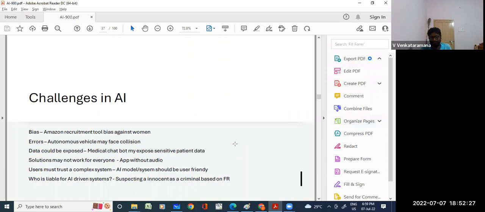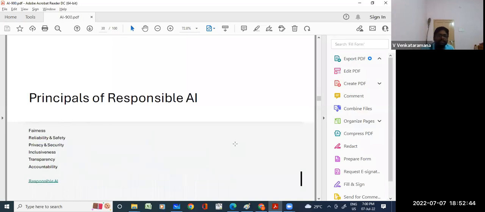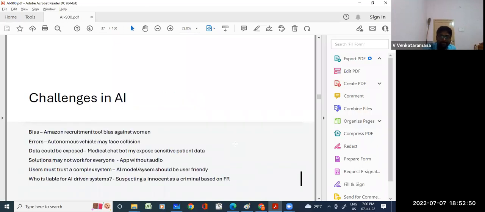Challenges are bias. First challenge is the bias. Your model may be biased towards or against some parameters. That's called bias. I will explain in detail in the next class when we are discussing the principles of responsible AI. I will explain what bias means in detail.